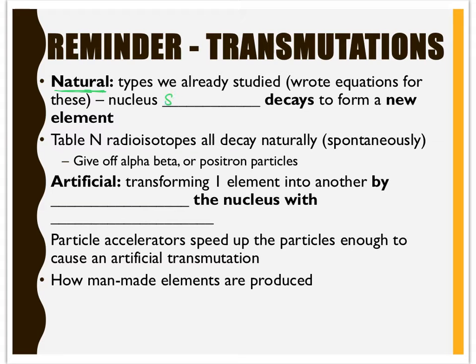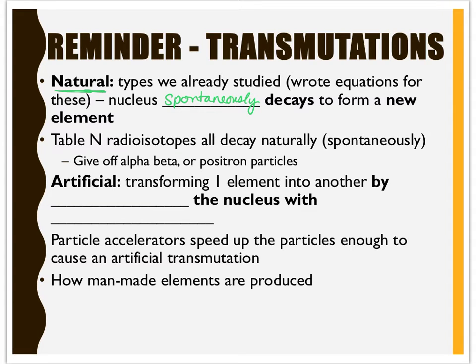This is when a nucleus spontaneously decays to form a new element, which means there's no collision involved. The element breaks down on its own. Everything that's on table N can decay naturally. You could write an equation for all of those.